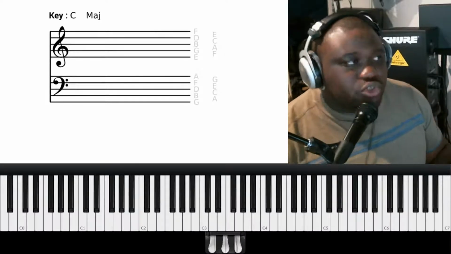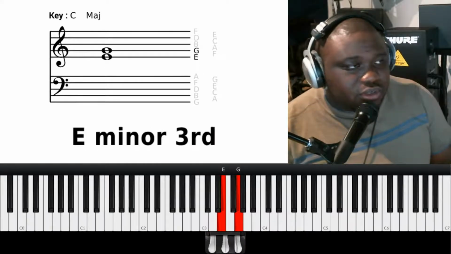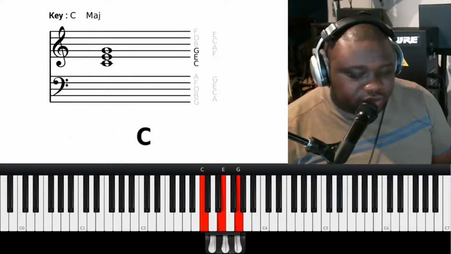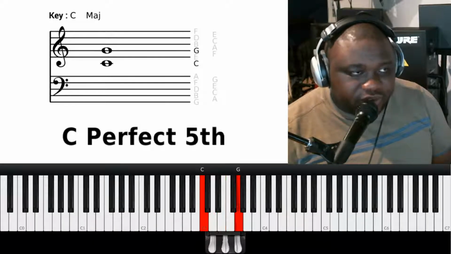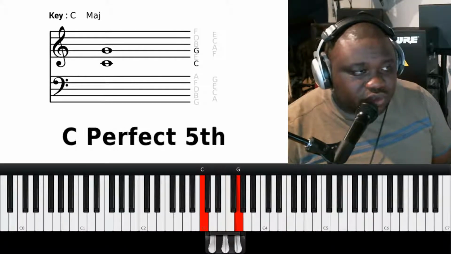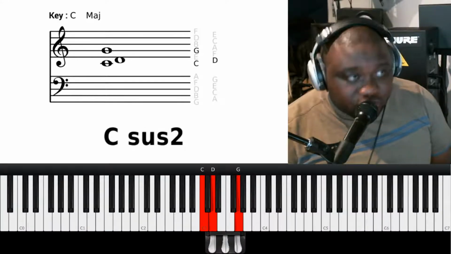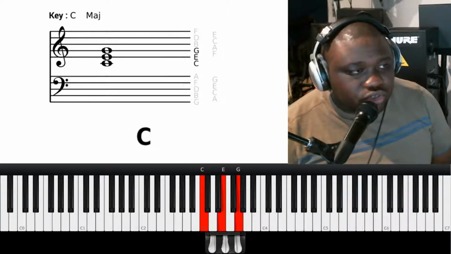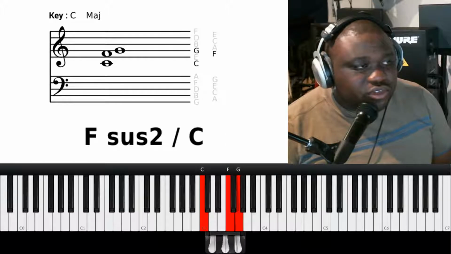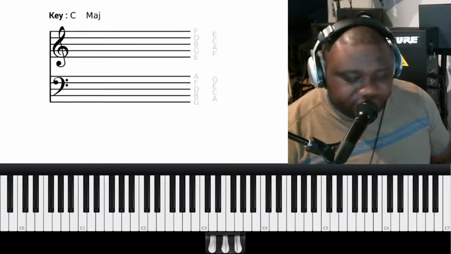For the suspended 2 and the suspended 4. So an example, we have our perfect chord. We isolate the 3rd to a 2 to get a suspended 2. We have a perfect chord. We isolate the 3rd to a 4th to get a suspended 4. Got it? Let's do an example for F.